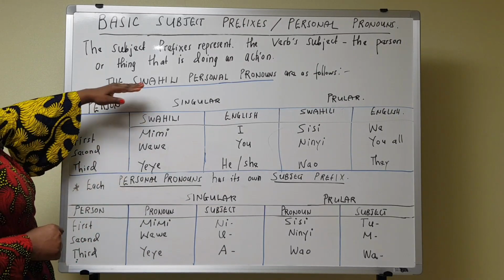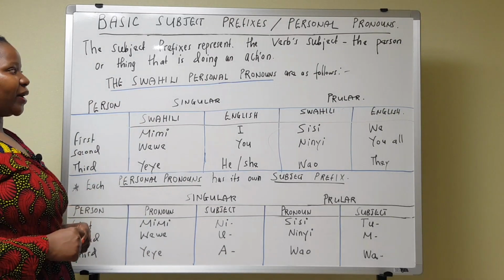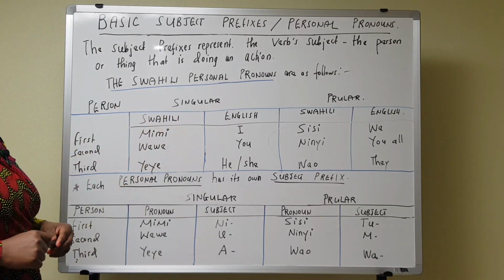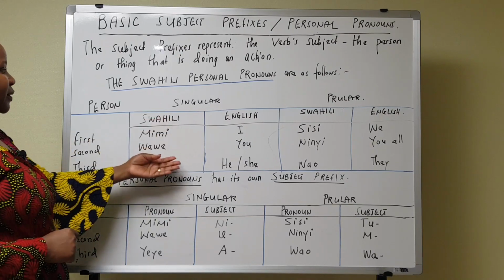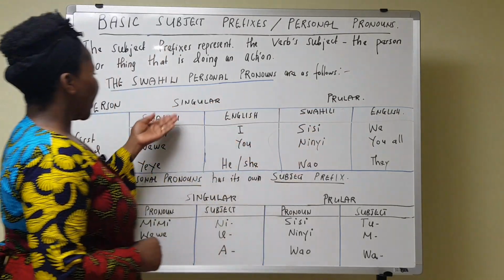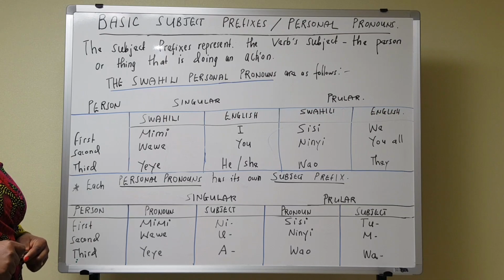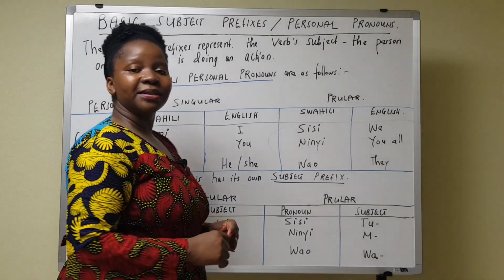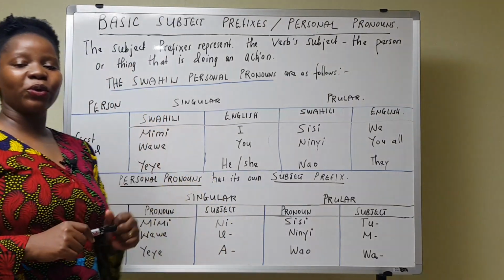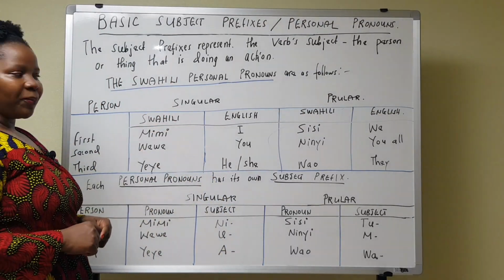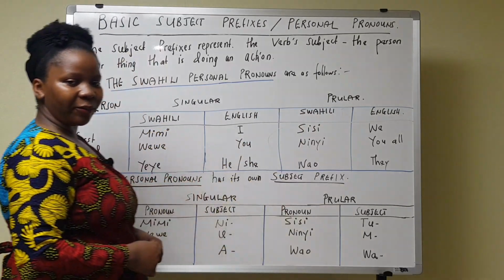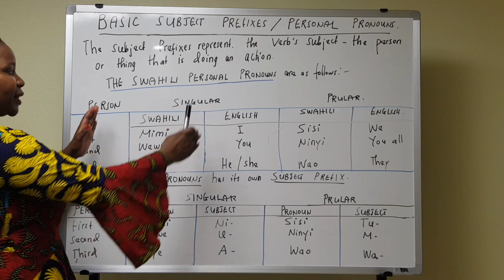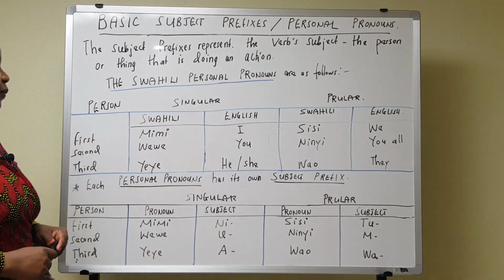So, the Swahili personal pronouns are as follows. I decided to divide these Swahili personal pronouns into two groups, singular group and plural group, so that you can understand, okay? So let's start with the singular group.